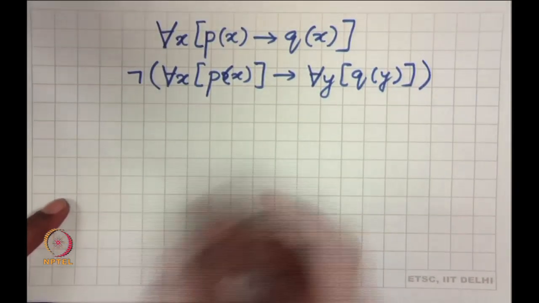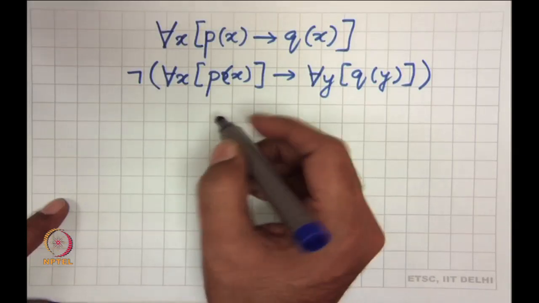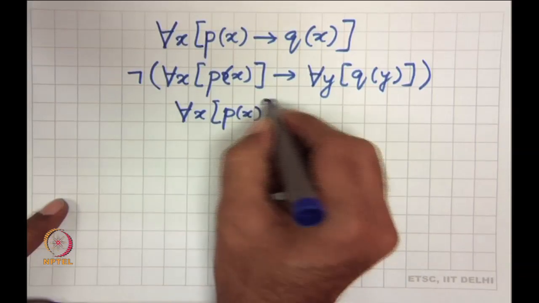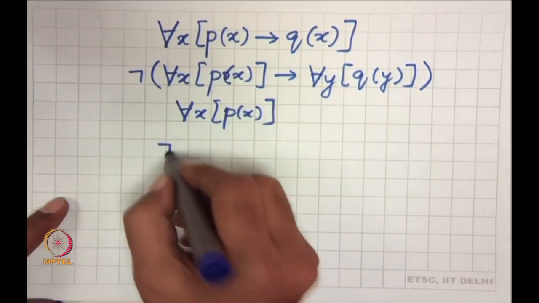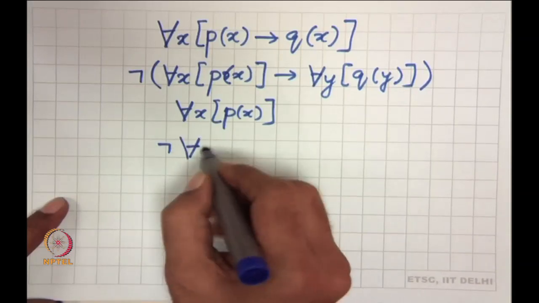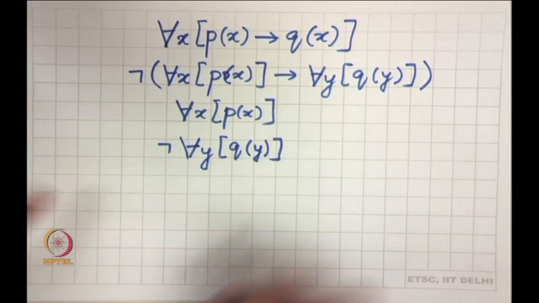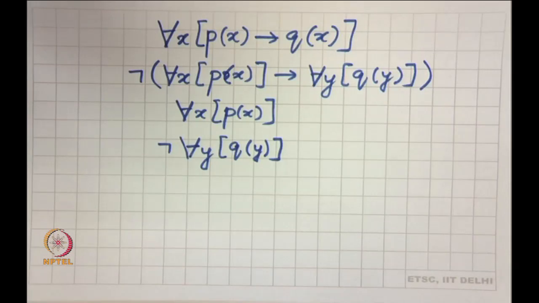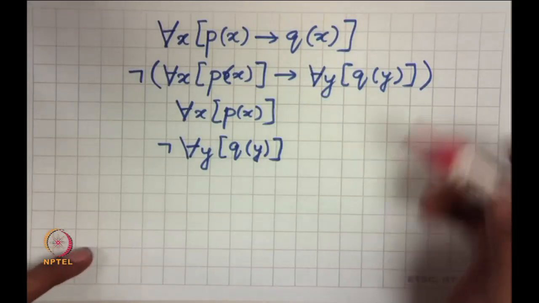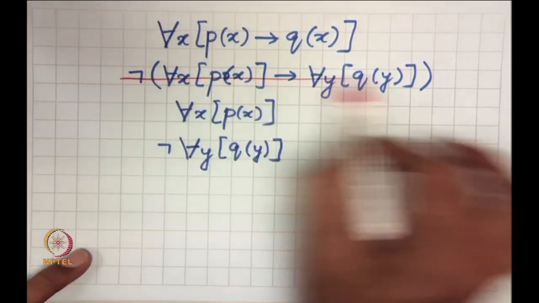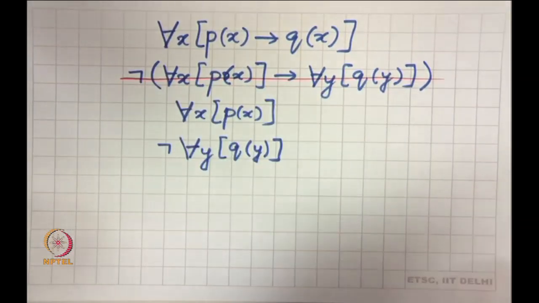So, it elongates it to for all x p of x and not of for all y q of y, okay. And this thing is essentially propositional, okay. So, essentially this can be discarded, because we have now applied this elongation rule.